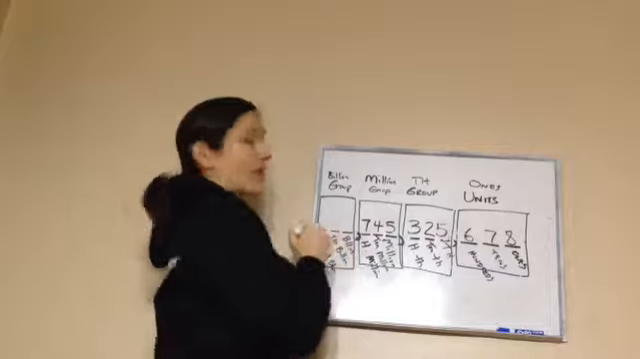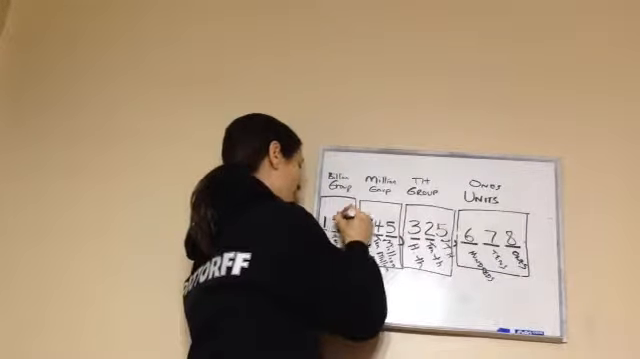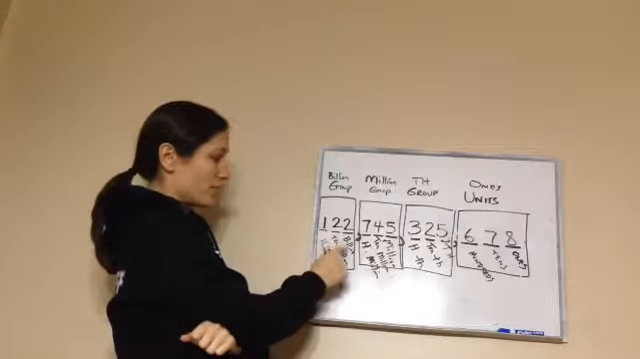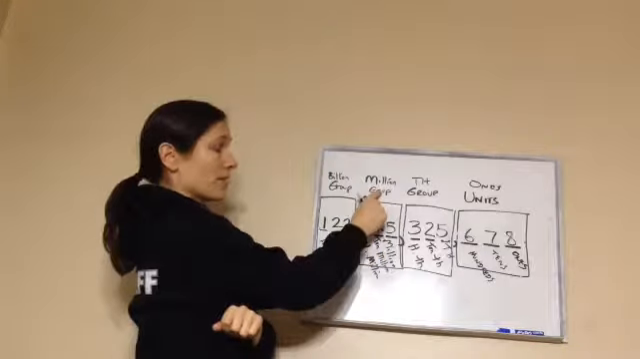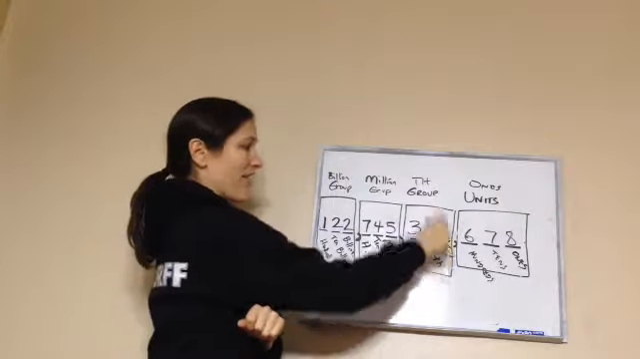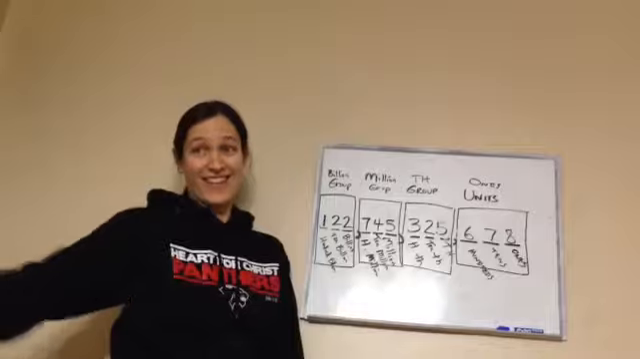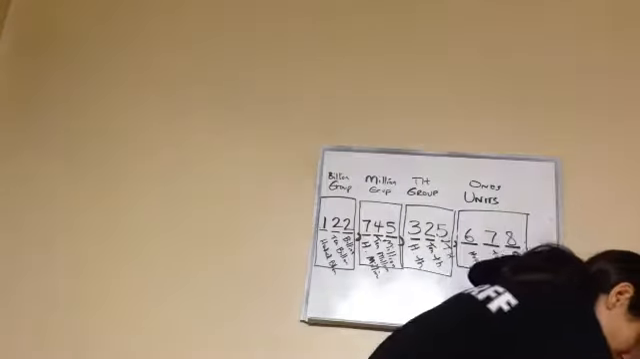Okay, now watch this. 122 million, 745 thousand, 325,678. That's hard. Yeah. Okay? But you did it. You did it exactly right. Perfect. There could not have been a better way to do it.